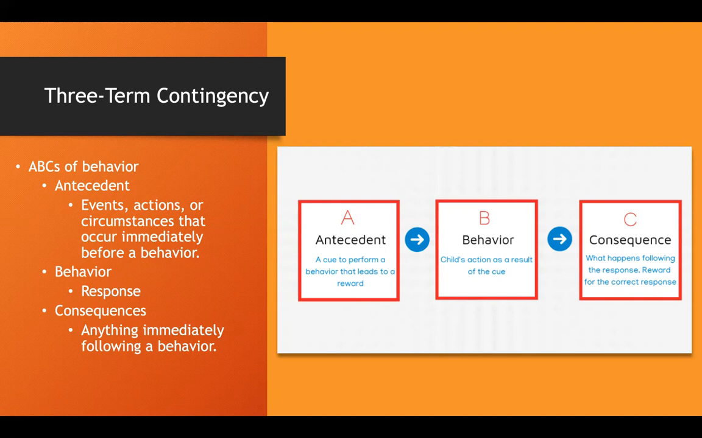So C stands for consequences, and consequences are anything that immediately follows the behavior. So again, anything that happens with the behavior, whether that's the BT's response, which would be the behavioral technician, or the BCBAs, which would be the behavioral analysts that are specified for this case, or even the parents, how they would respond to that certain problematic behavior. For this specific PowerPoint, our consequence would be if our client responds correctly or incorrectly to the question asked of them.